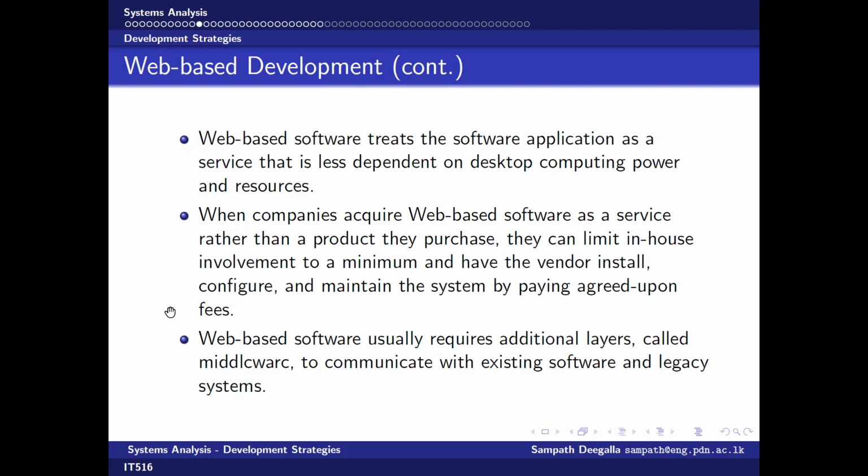So if you use web-based software and you are not going to have your own, then you don't have to really worry about that part, right? You can focus on the main functionality of the organization. Otherwise, what will happen? You have to worry about the hardware. You have to worry about keeping track of data and everything. But if the vendor can manage everything for us, you need some additional layers we call middleware, for example, to communicate with the existing software and also legacy systems.